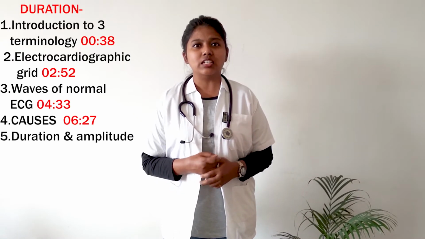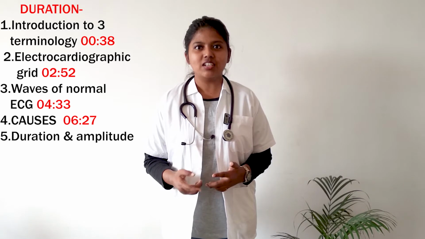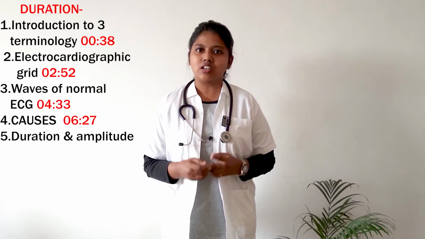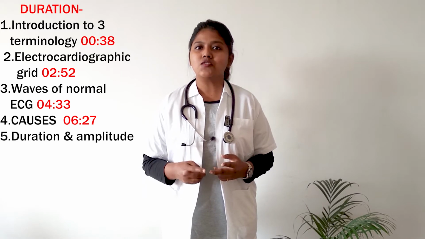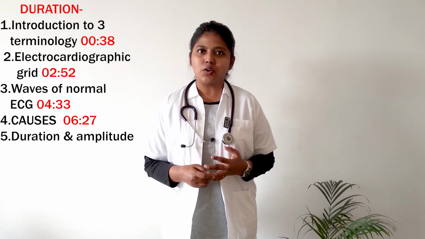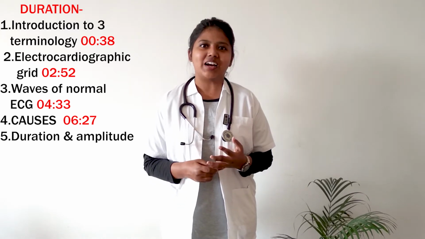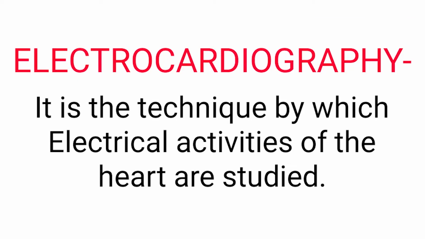So in today's video of ECG Made Easy Part 2, we are going to see 5 important topics. The first is introduction to terminologies. The second we are going to see electrocardiographic grid. The third part we are going to see waves of normal ECG. Fourth is causes of graphical representation, and the last part is duration and amplitude. So now let's see one by one.